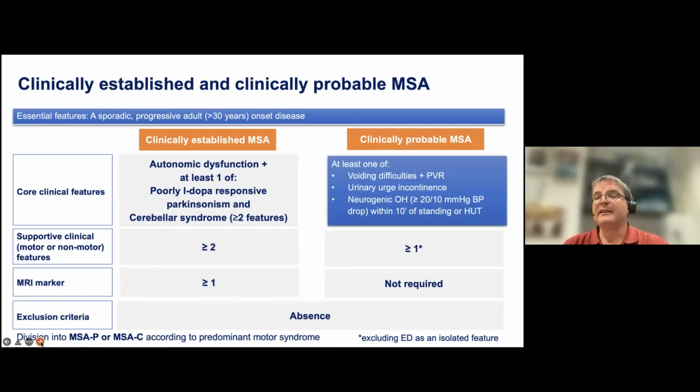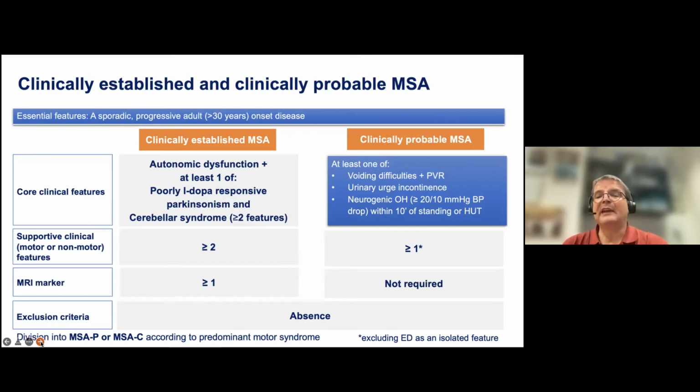Autonomic dysfunction here is defined as voiding difficulties and post-void residual volume. It's not obligatory to have more than 100 mL after micturition, it could be less also. Urinary urge incontinence is part of the autonomic dysfunction, and neurogenic OH, again defined as a blood pressure drop of 20/10 millimeters of mercury within 10 minutes of standing or head-up tilt. So we include delayed forms or types of OH after 3 minutes of postural challenge as well in this category.